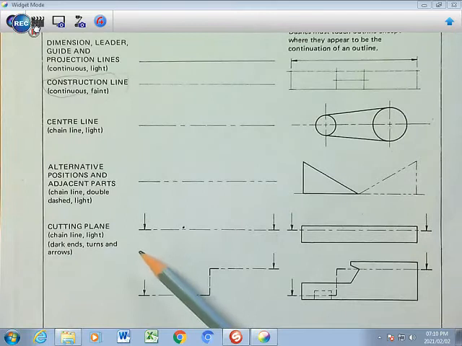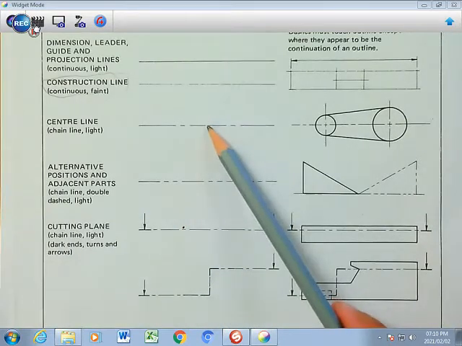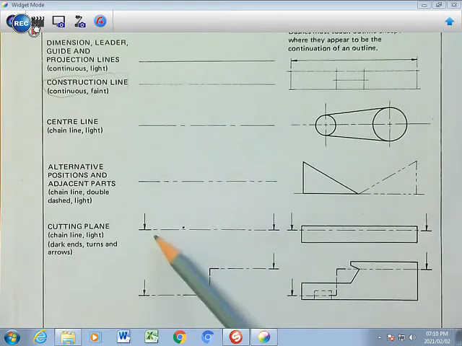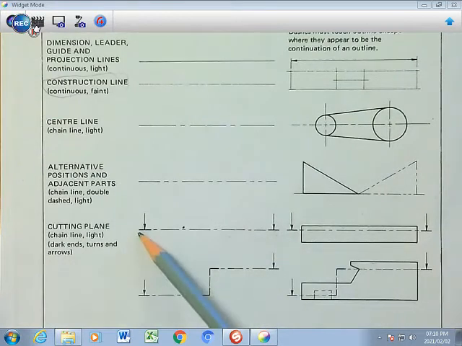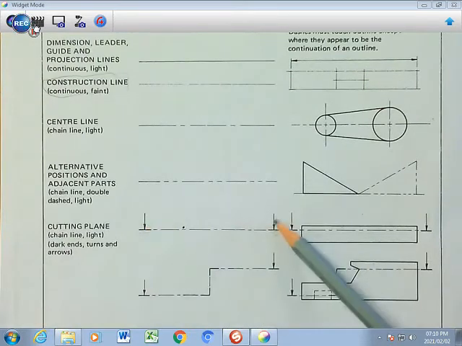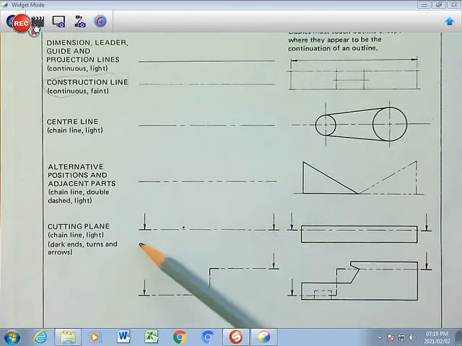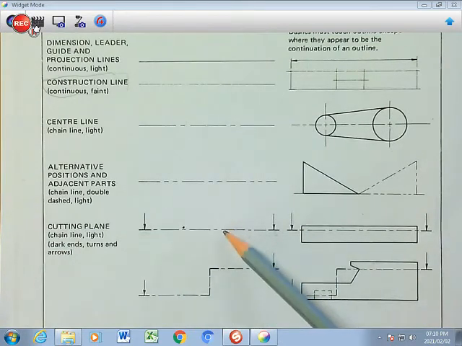Then we have a cutting line, or a cutting plane. A cutting plane is similar to a center line. The only difference is that the ends are darker, so you've got to draw darker ends, preferably the long line, it ends with a long line, so those two ends are going to be darker in color, and then you will have two arrows. Now the arrow heads will touch the darker line. The arrows could possibly be facing up as well, depends on which part you are going to cut.